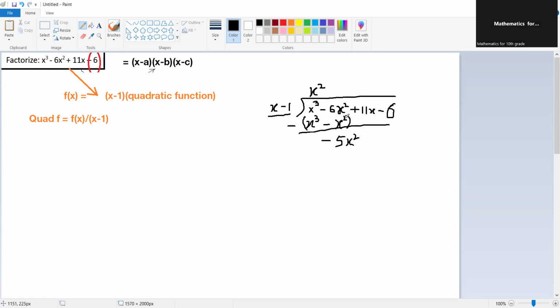Once we do the subtraction, we just drop down the next term, which is plus 11x. Again, we need to target this minus 5x square, so we have to multiply x minus 1 using minus 5x.